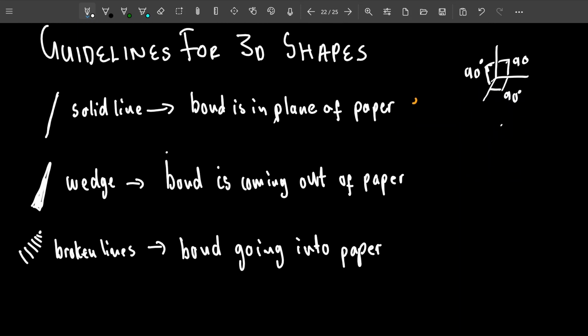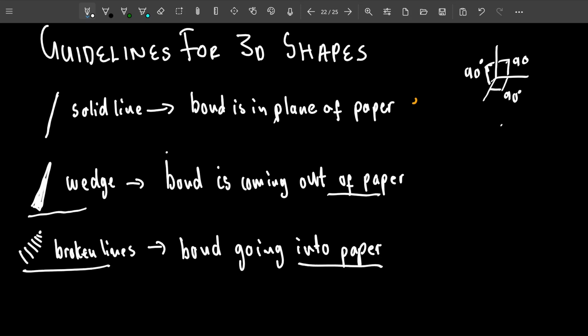A solid line means that it is in the plane of the paper. In other words, it is either going up or down or left or right. We can combine up or down and left or right with a slanted line, right? A slant means it's going up or down and also left or right at the same time, but it's in the plane of the paper. But when you see a wedge, it means it is coming out of the paper. When you see broken lines, it means it's going into the paper.